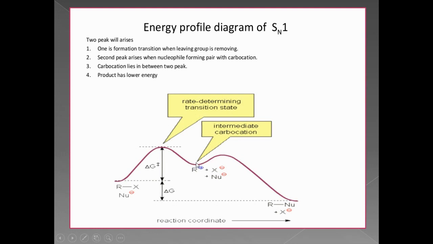Then what is the next step? The approach of the nucleophile to form a bond with the carbocation. Which nucleophile is there? The methoxy group or ethoxy group that we have seen here. It will attach to R, and while this bond is forming, another transition state comes, before the formation of the complete bond. So this is transition state 2.